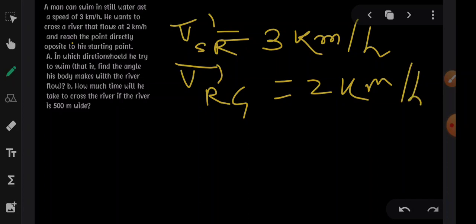To reach a point exactly opposite to his starting point A, in which direction should he try to swim? So find the angle his body makes with the river flow. Second is to find out how much time it will take to cross the river if the river is 500 meter wide.